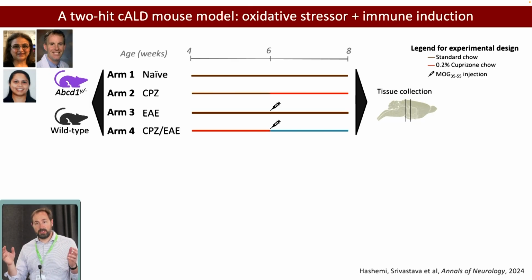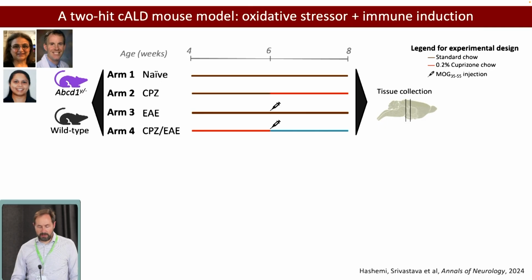The EAE model is commonly used. It's basically like immunizing. If you took your own brain myelin proteins and tried to make yourself respond to them like an allergy, it's called experimental allergic encephalomyelitis. You basically use a brain protein and some inflammatory agents to make the mouse have an immune response in the brain. Now, these two models normally don't often go together, but they have been put together before. They've not been put together in ALD. That was the innovation here.